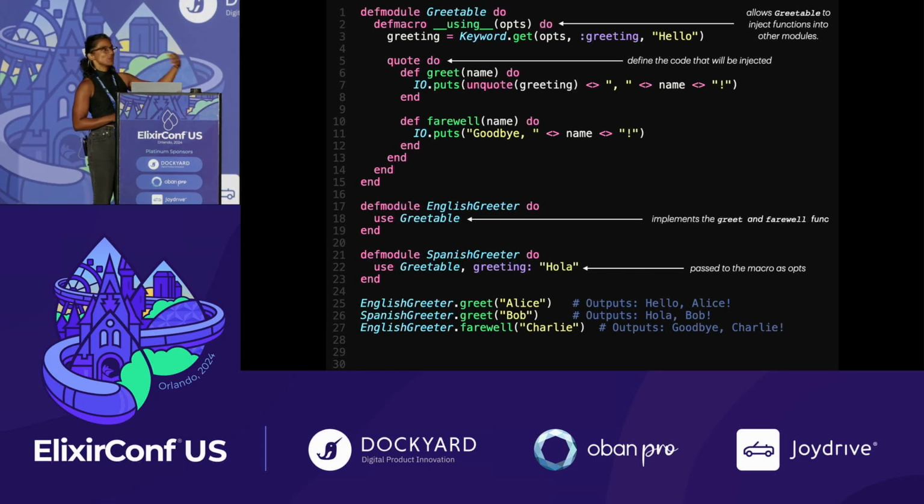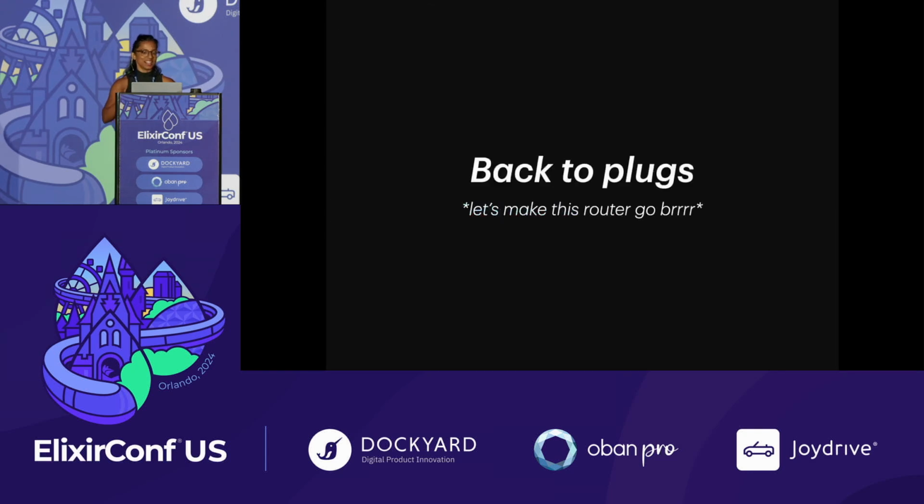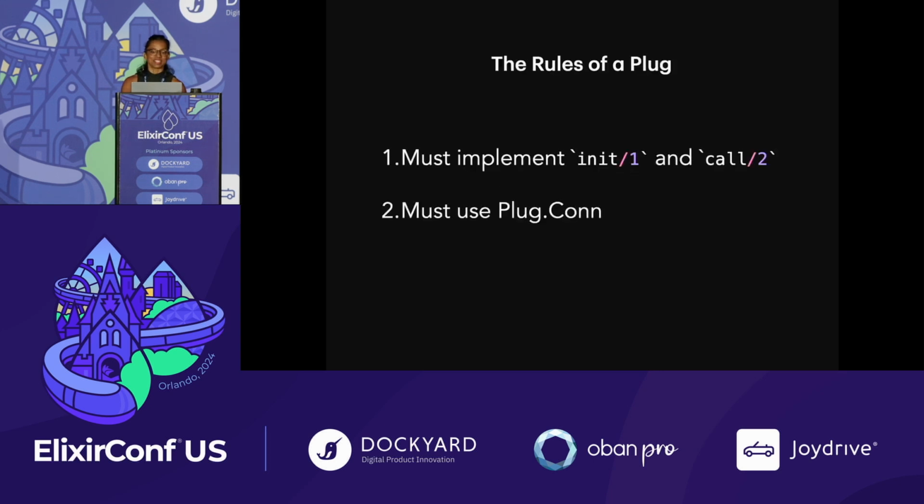So if you were to run it, you'll have EnglishGreeter.greet, and you pass in the name Alice, it'll give you hello Alice. And if you do Spanish, it'll give you hola, because we're also passing in an opt, so it changes that. By default, it's hello, but for the Spanish, it's hola, because languages. And so that's really nice. That's the idea, in a nutshell, of how metaprogramming works. So we will figure out how this works with plugs, with router, because it will make sense.